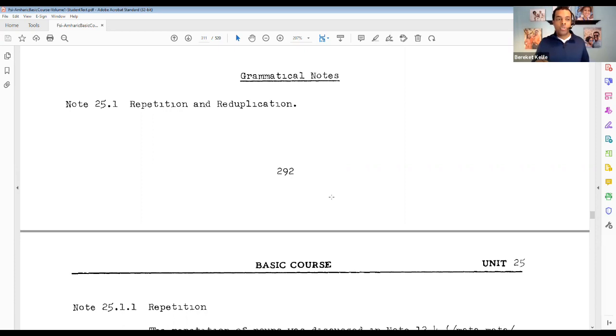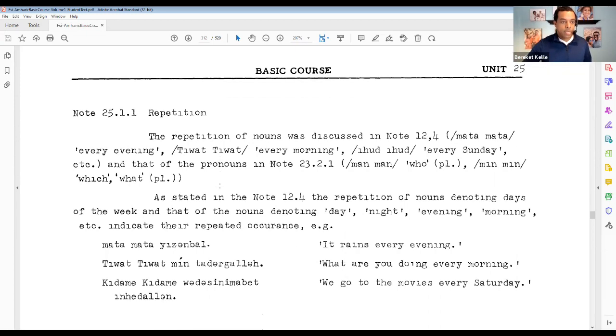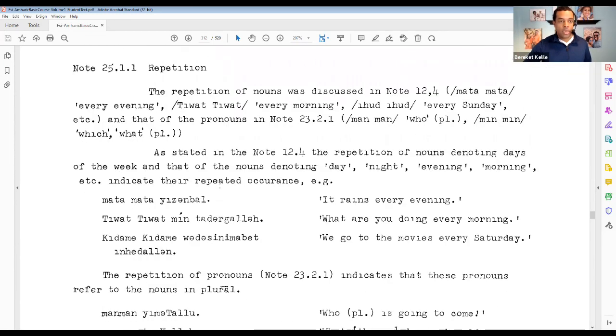There's 2 notes in this unit, 25.1 and 2, but 25.1 has 3 subparts, looking at repetition and reduplication, which breaks down into partial and complete. So let's look at 25.1.1, the first subpart here, looking at repetition. And if you remember from unit 12, note 12.4, we saw the repetition of nouns, like mata mata, meaning every evening, or doat doat, every morning. We saw the repetition of pronouns in unit 23, just a couple of videos ago, man man, or min min, meaning which or what.